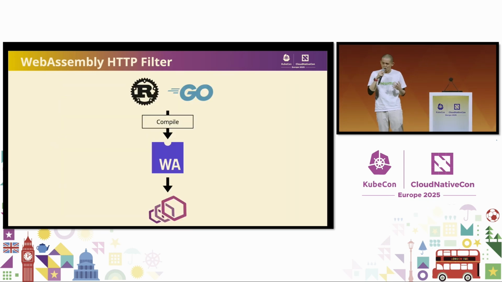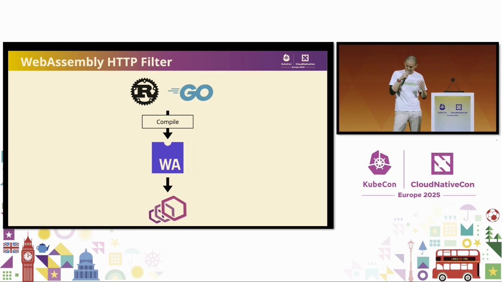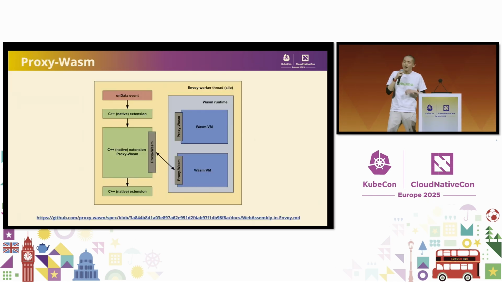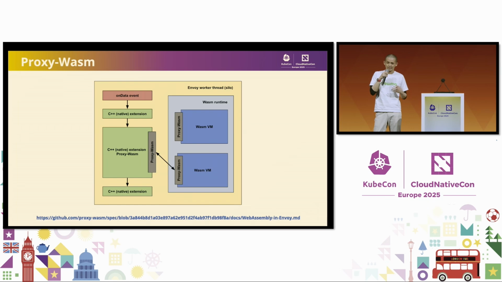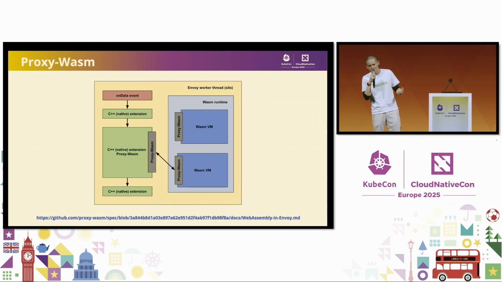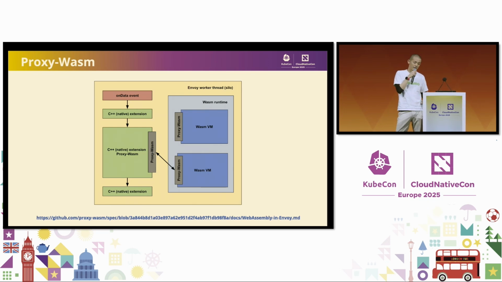And thanks to the nature of WebAssembly, we can write custom logic in the language of our choice. I'm mainly using Rust. Yeah, we know, Rust everywhere. And sometimes I'm using Go to write custom logic. And the proxy-wasm project defines an ABI, an application binary interface, for WebAssembly modules for network proxies, including Envoy.